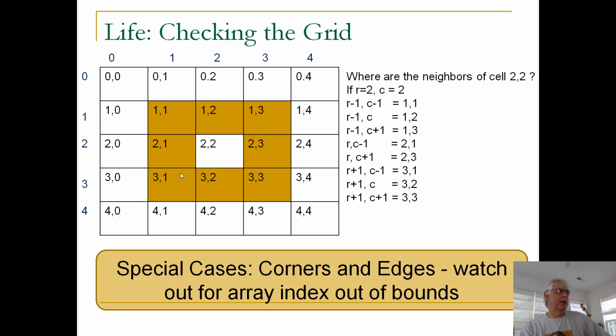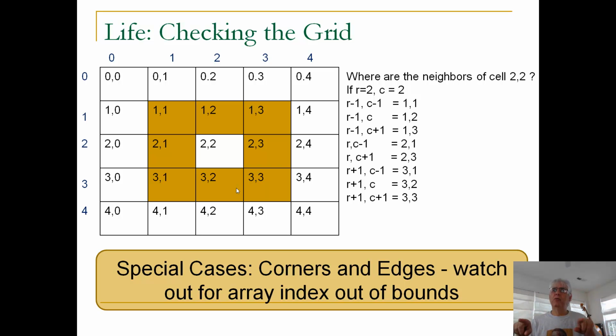I'm going to check R plus 1, C minus 1. That's 3, 1. I'm going to check R plus 1, column C. That's 3, 2. That's this cell right here. Now I'm going to check row R plus 1, column C plus 1. That's row 3, column 3. And I'm done. So in this case, for a cell that's completely surrounded on all sides, there are 8 possible neighbors.